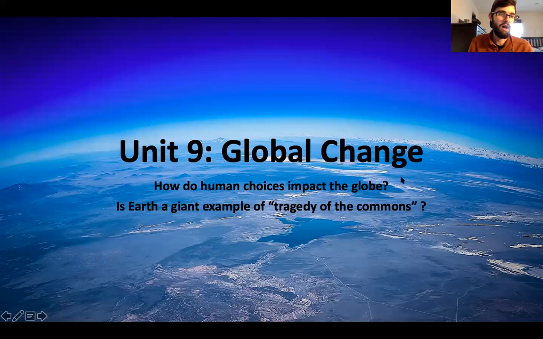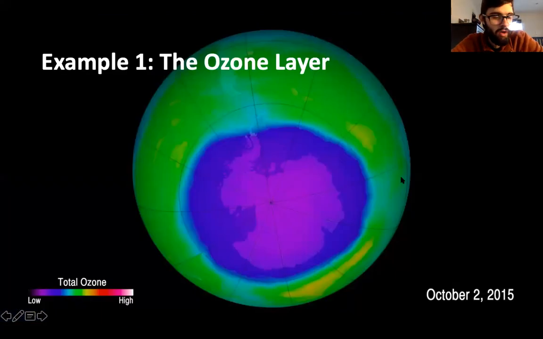And that's going to tie into the topic we talked about in Unit 5, the tragedy of the commons. The Earth is a shared resource, and every action that you make is going to impact that shared resource for everybody in the rest of the world. So the first example of global change, the first topic, is the ozone layer.